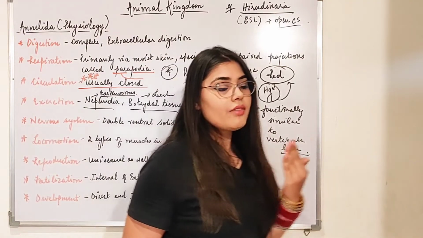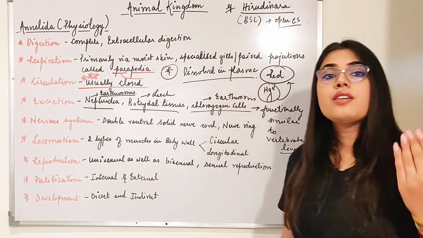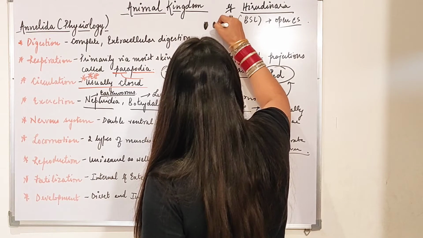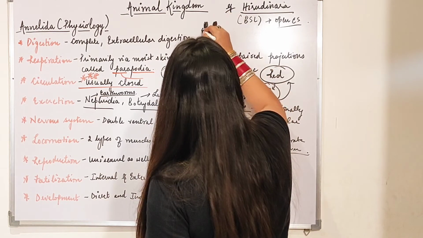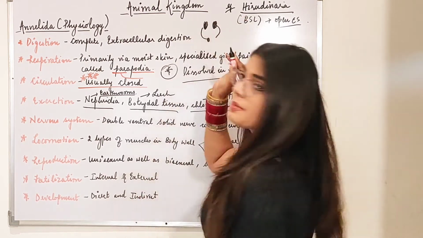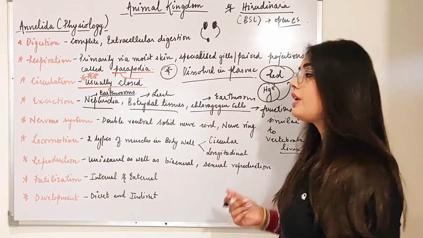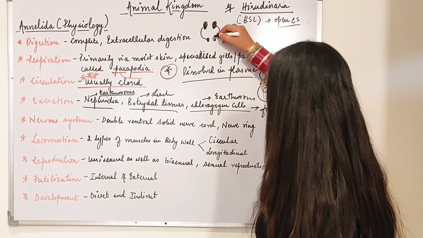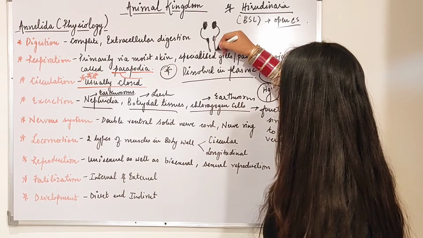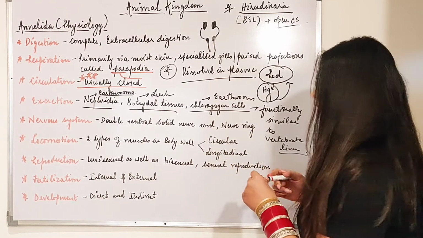Fine. Then next comes the nervous system. They again have a double solid ventral nerve cord. Along with that, they have a nerve ring. There are ganglions present, and these ganglions lead to the formation of this ring. This is a ring type of structure known as a nerve ring. It is connected to the ganglions, and these are again connected to the nerve cord, a solid ventral nerve cord. You don't have to draw it, but I'm just telling this for your reference.